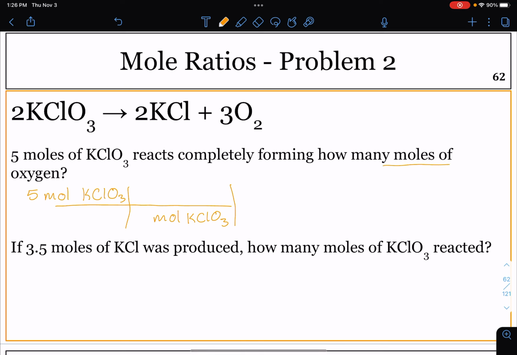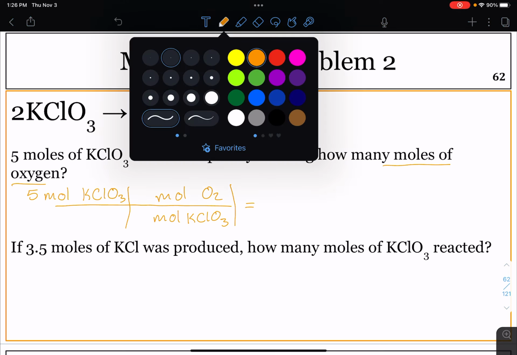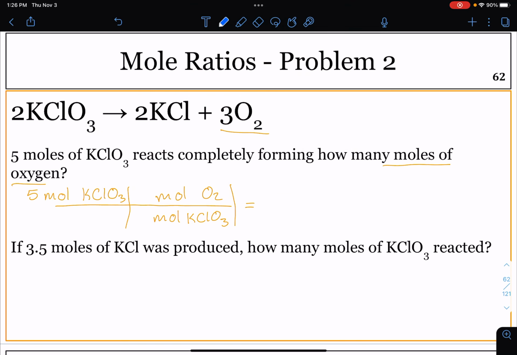The problem is asking for moles of oxygen. So we're going to put moles of oxygen on top. Now we plug in our coefficient numbers. We're going to use a 2 because of the coefficient 2 and this 3 for this coefficient 3. So you can see our moles of KClO3 are canceling, and we have 5 times 3 divided by 2. 7.5 moles of O2 was produced. Try the second part on your own before moving on to see the answer.